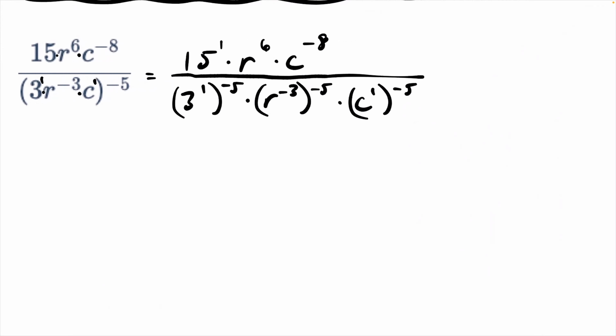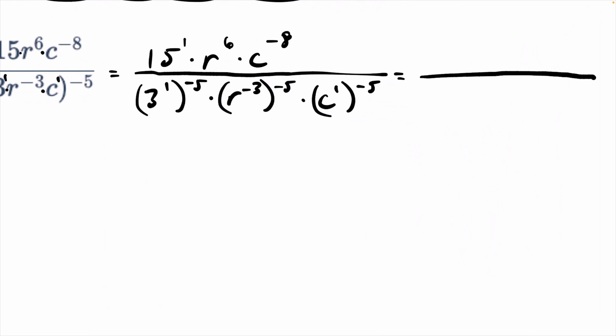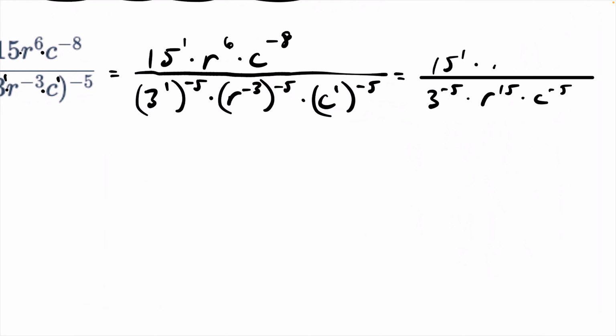So on the bottom I'm going to multiply the powers. That'll get rid of the parentheses. So I'll have 3 to the negative 5, R 15, C negative 5. On top, I still have 15 to the first power, R to the sixth power, C to the negative 8 power.